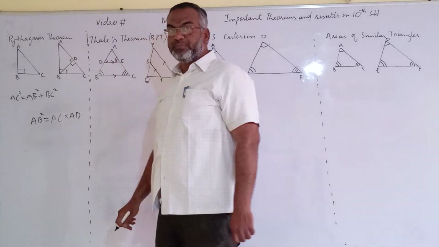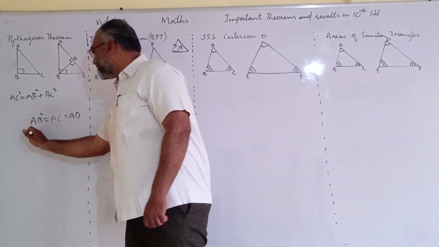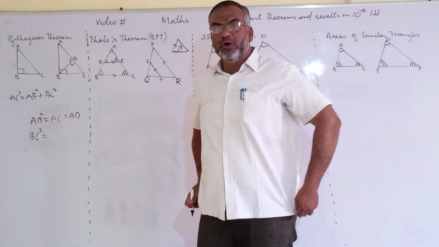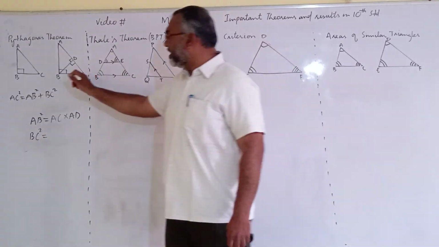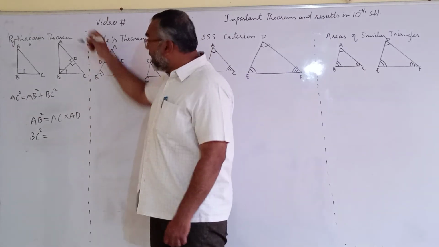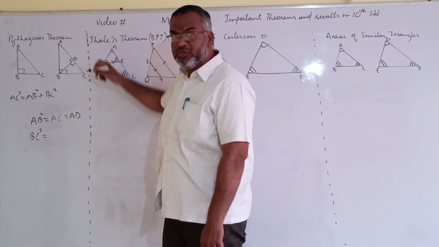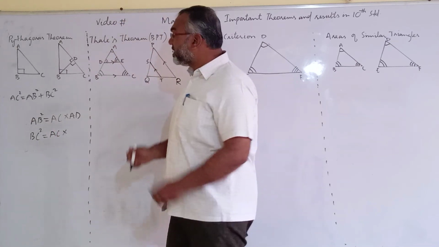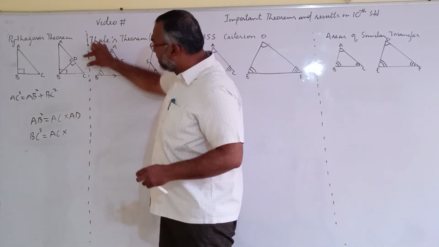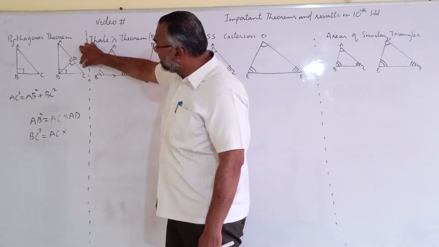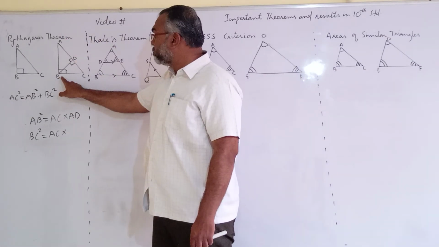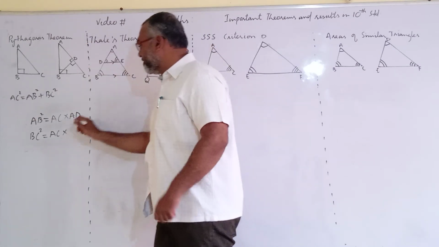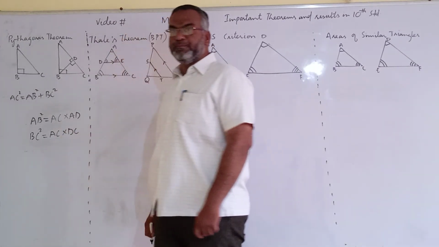Now suppose I want to write BC square, the square of the other leg. BC square will be equal to, again the full length of the hypotenuse AC into, now which part is attached to BC? DC or AD? DC is attached. So here DC will come.